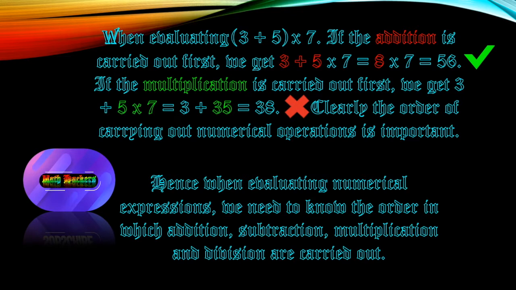But the original scenario stands. As per Bodmas' rule, in this specific scenario, multiplication is carried out first or given first priority, revealing 38 as the correct answer. Hence, when evaluating numerical expressions, we need to know the order in which addition, subtraction, multiplication, and division are carried out.